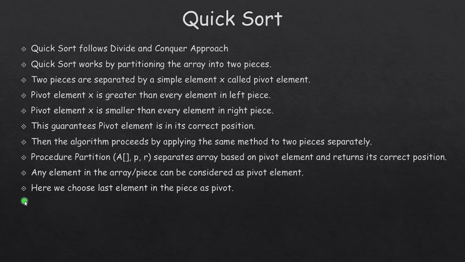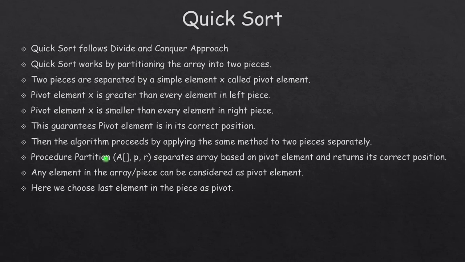Procedure partition(a, p, r) separates the array based on the pivot element and returns its correct position. Any element in the array or piece can be considered as the pivot element. Here we choose the last element in the piece as the pivot.